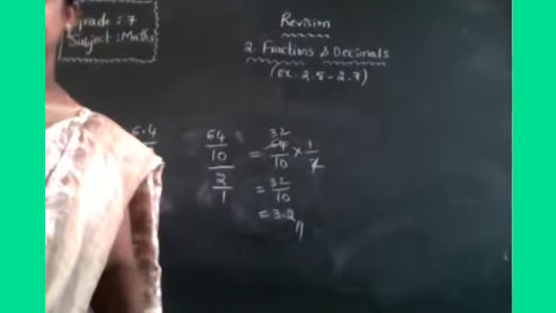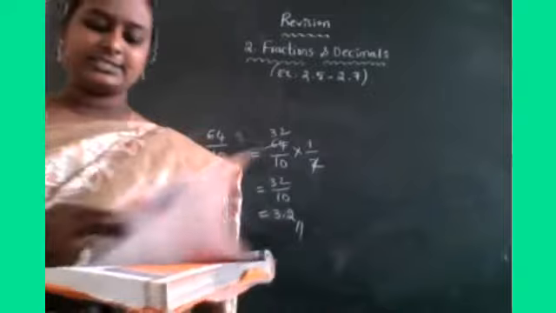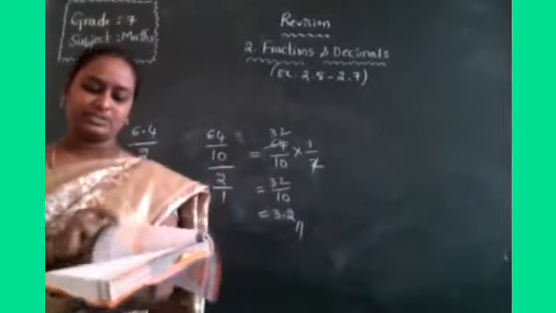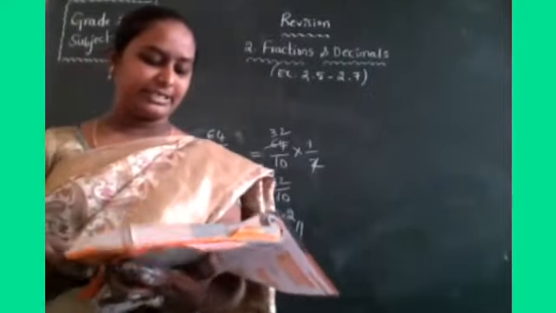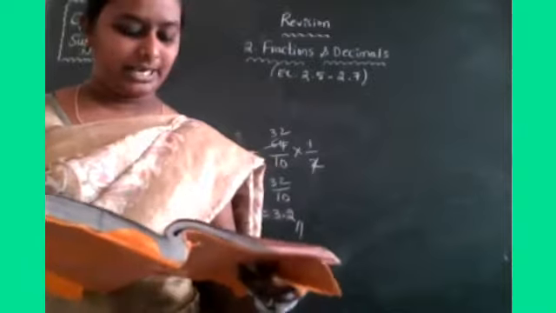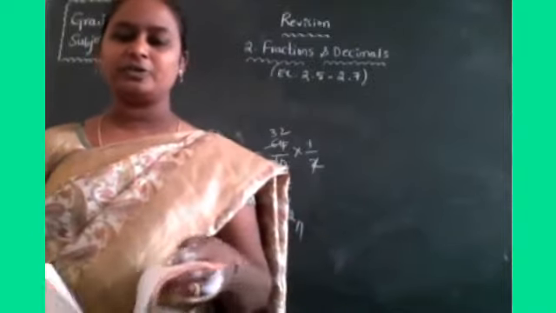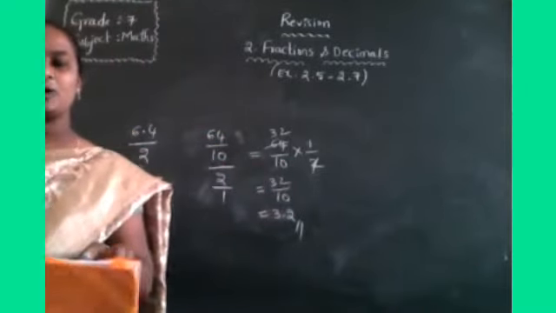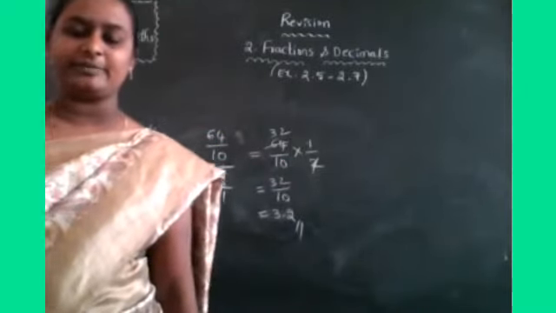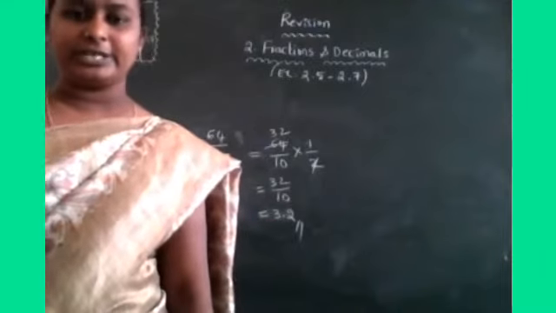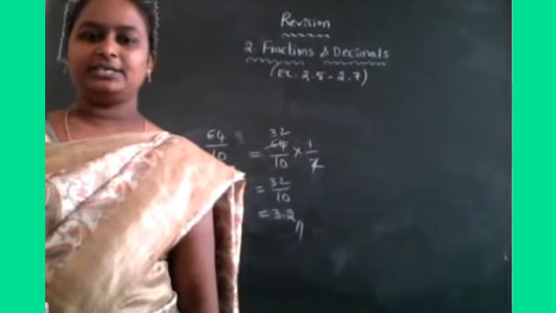Right. So like this you have to do in exercise 2.7 also. Division problems are there, division of decimal numbers. And not only that, example problems are also there. Everything you have to practice and revise the concept: how to divide decimal numbers and how to multiply two decimal numbers. Okay? Right children?